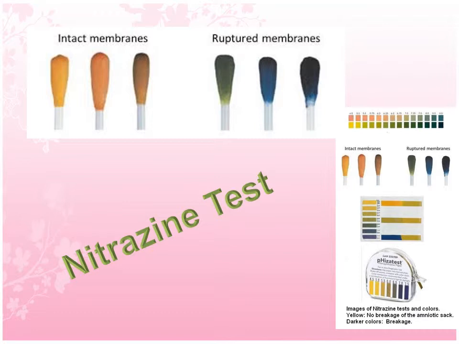The results run from yellow with a pH of 5.0, olive yellow with a pH of 7.0, deep blue at a pH of 7.5. Positive for rupture of membranes indicate the blue, the dark blue, or the green. False results are possible due to bloody show, insufficient amniotic fluid, or semen.